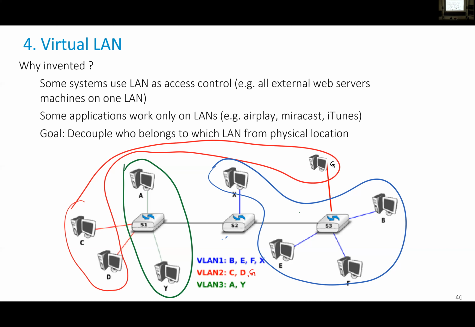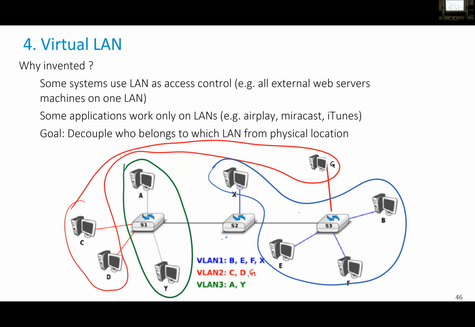But we were using their physical connectivity to give them access to a sensitive application. The solution is virtual LAN, which is to virtualize the physical connectivity. So now you may decide that G, C, and D should be treated as being in the same local area network here. Decoupling physical location from the local area network is what virtual LAN does.